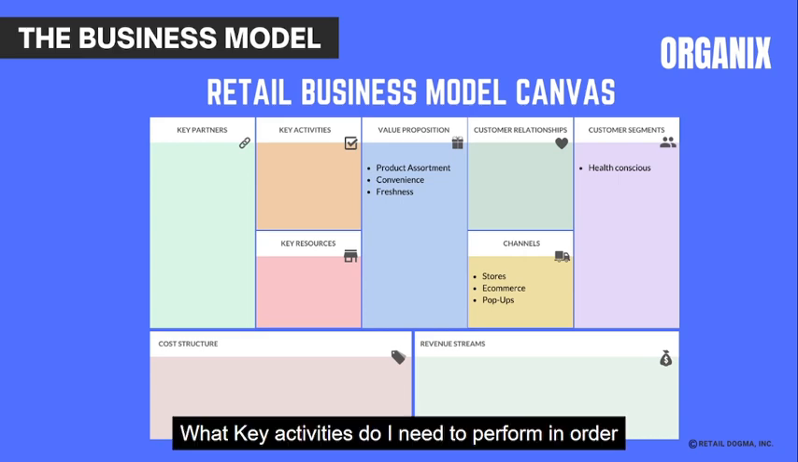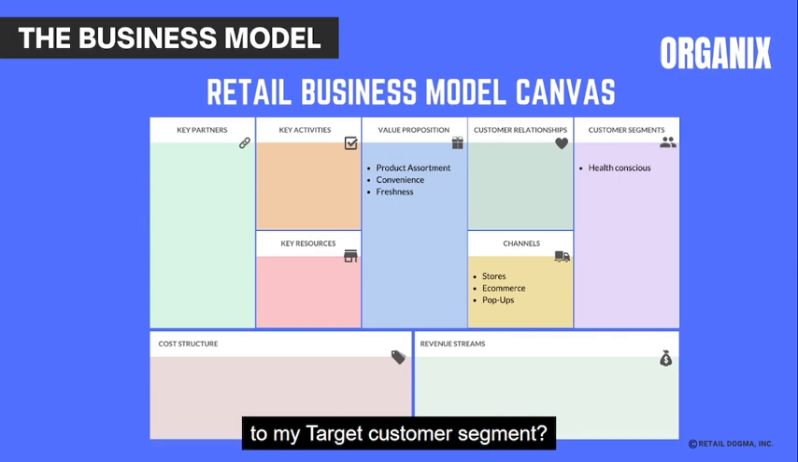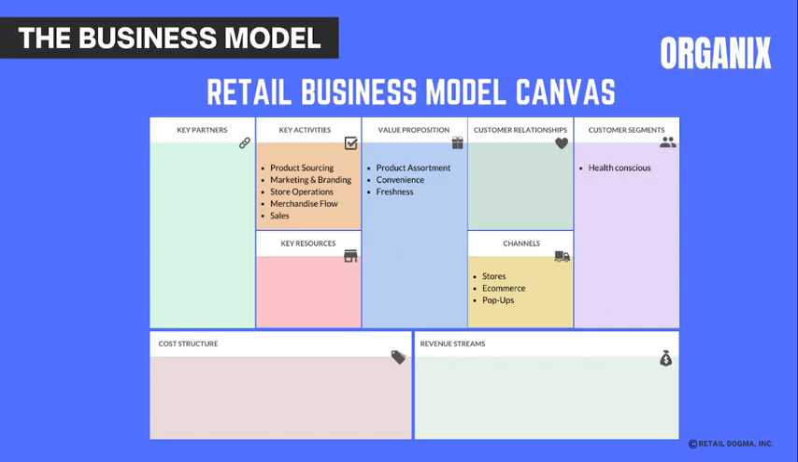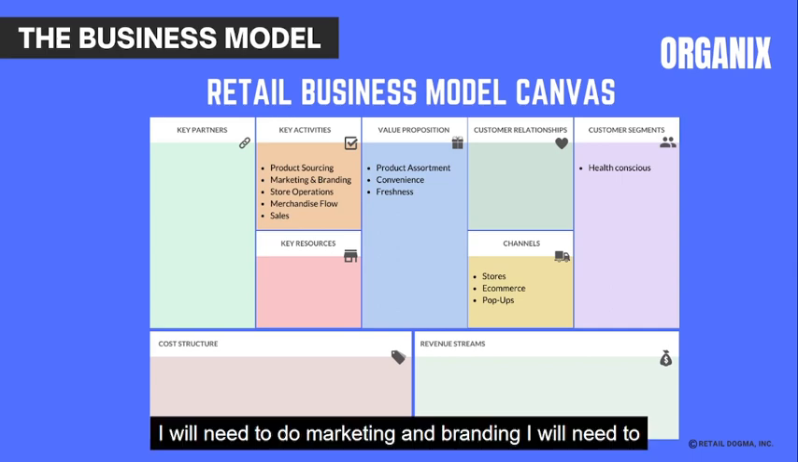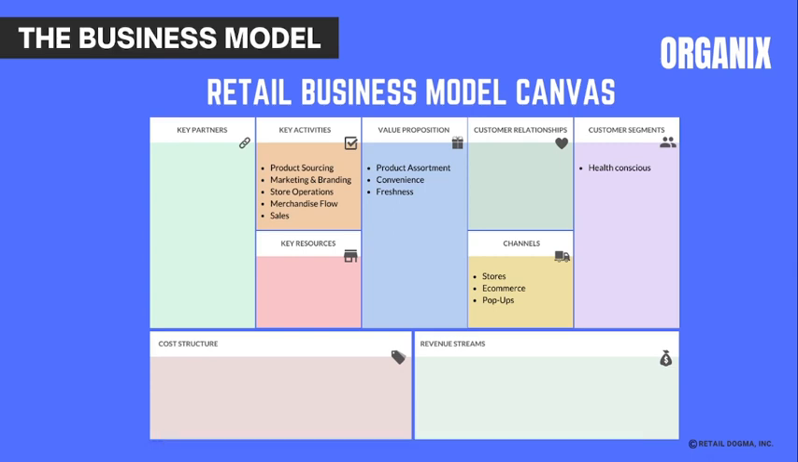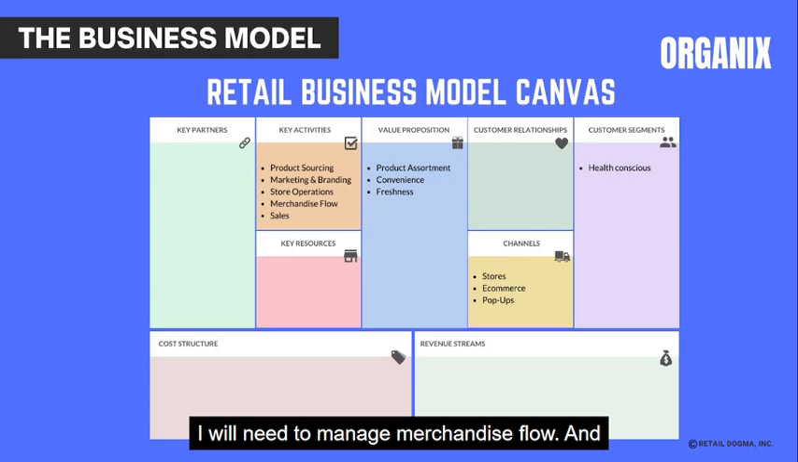What key activities do I need to perform in order to deliver this value proposition through those channels to my target customer segment? I will need to source products. I will need to do marketing and branding. I will need to operate retail stores and the e-commerce channel. I will need to manage merchandise flow. And finally, I will need to manage the sales process.